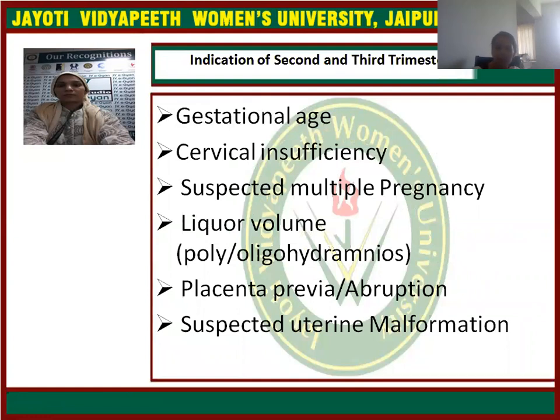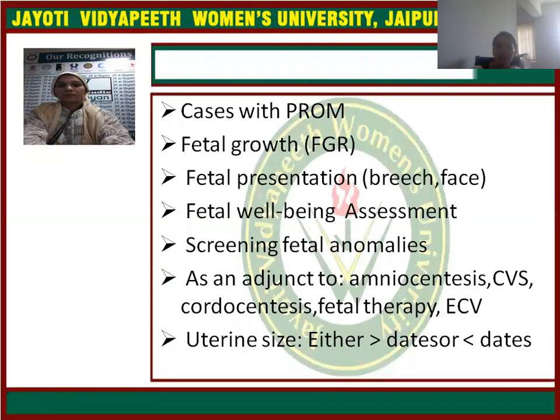Indications in the second and third trimester: gestational age, cervical insufficiency, suspected multiple pregnancy, placenta previa, abruptio placentae, oligohydramnios, polyhydramnios, amount of liquor, suspected uterine malformation, and cases with premature rupture of membranes. Fetal presentation, whether breech presentation, face presentation, any malpresentation or normal presentation, and fetal growth, any growth abnormality such as IUGR, can be assessed.